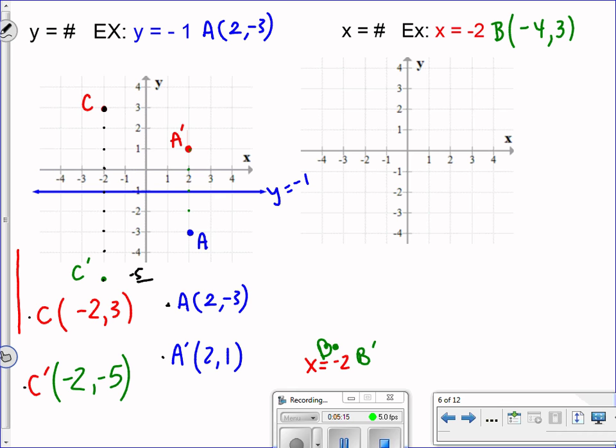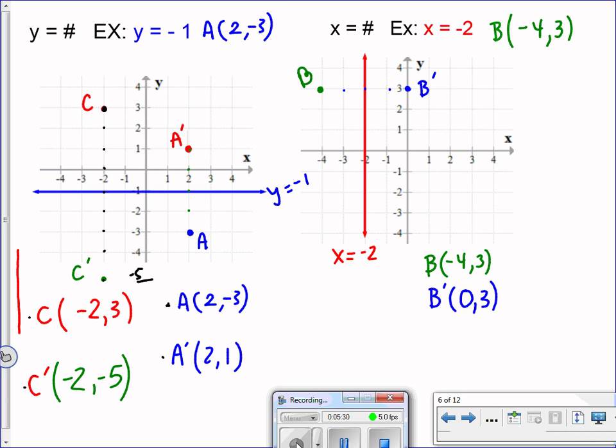Let's see if you can do this next one. Go ahead and put me on pause. Go ahead and draw your equation for x equals -2. Plot the point (-4, 3), and then reflect it. Okay, so I got the point (0, 3), and hopefully you did too. So pretty much in this section, we're going to be reflecting across vertical lines, horizontal lines, and now let's take a look at diagonal lines.